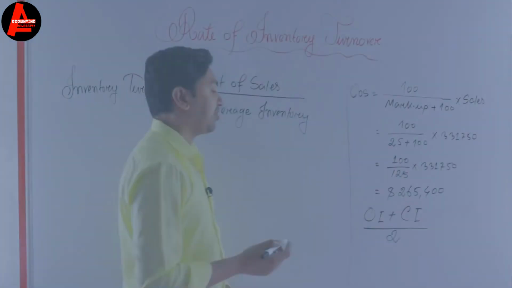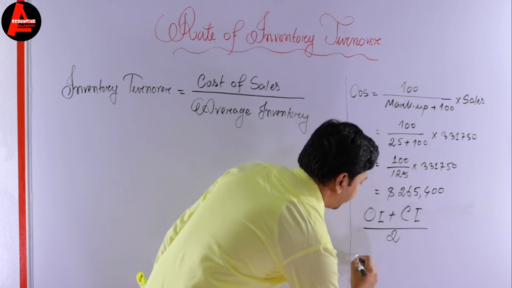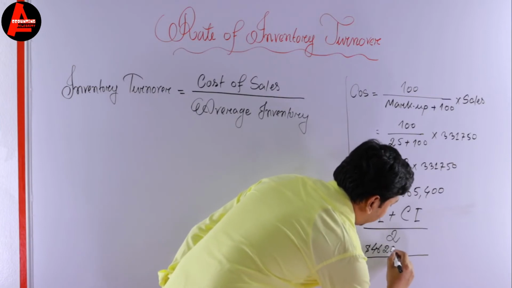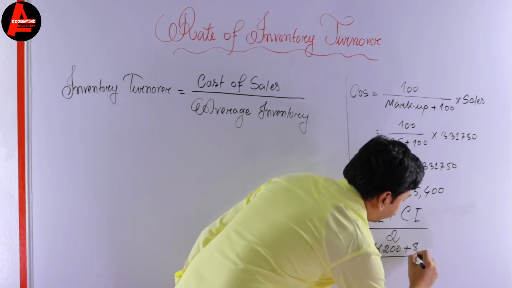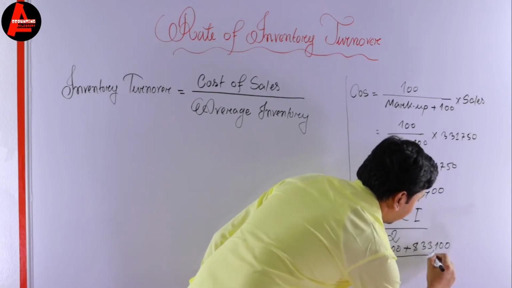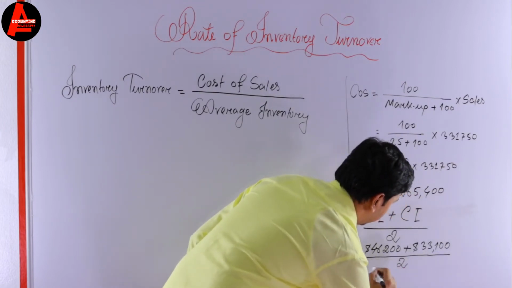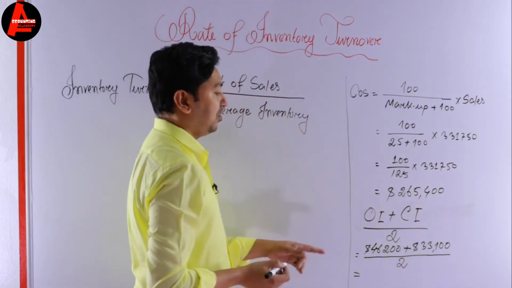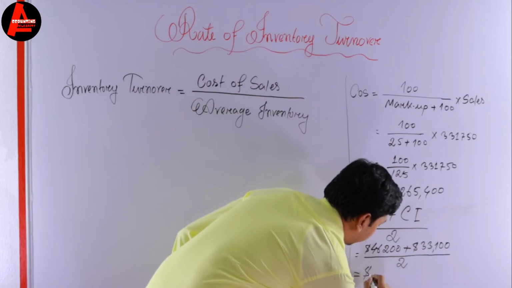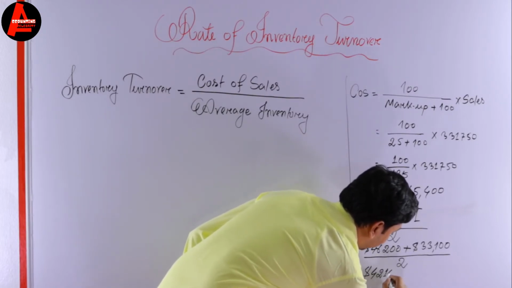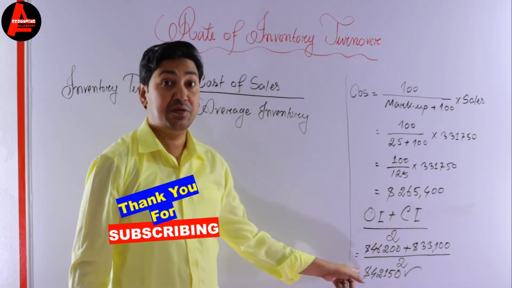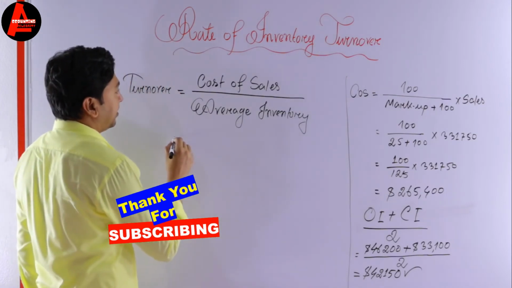So let us write here opening inventory $46,200 and the closing inventory, which is $38,100, divided by 2. If we add these two values and divide by 2, we get $42,150. This is our average inventory.